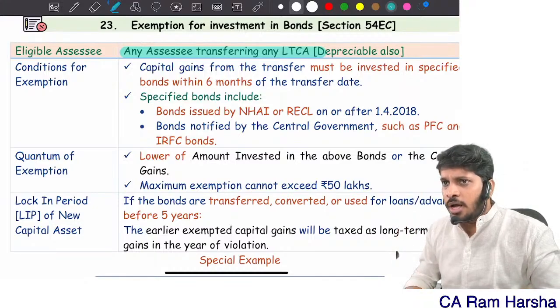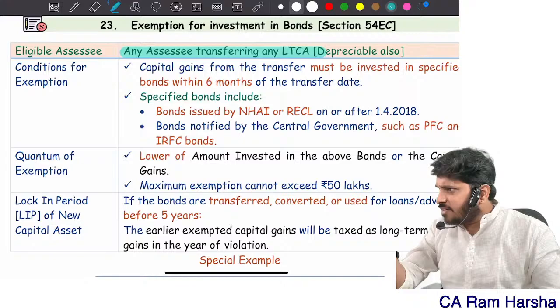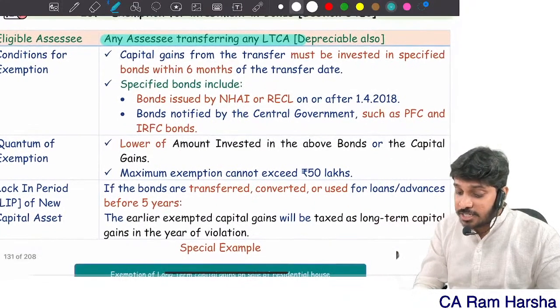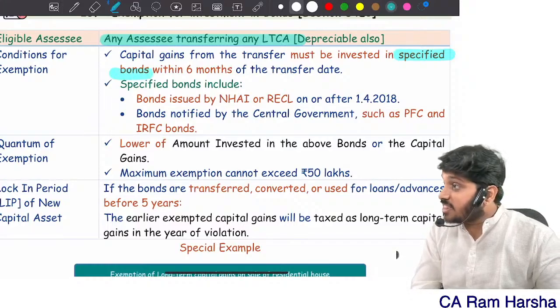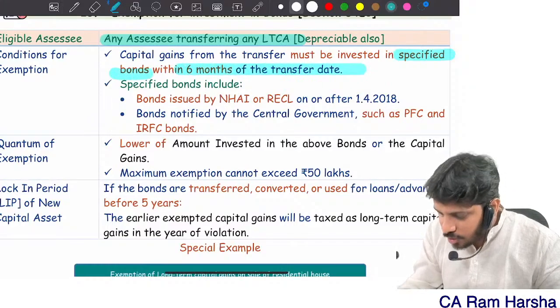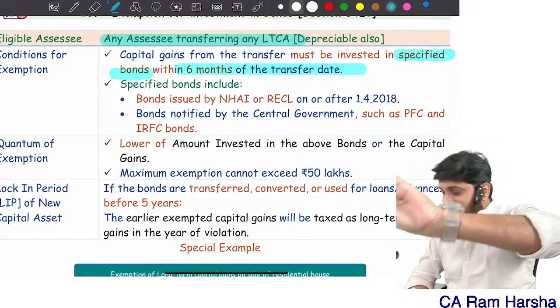What you have to do? Sir, I don't want to pay tax on this capital gain. What I have to do? Invest in the gain amount. Where should I invest? Invest in specified bonds. Within what time, sir? 6 months only from the date of transfer of the original asset.